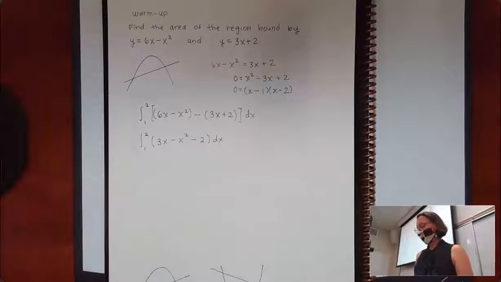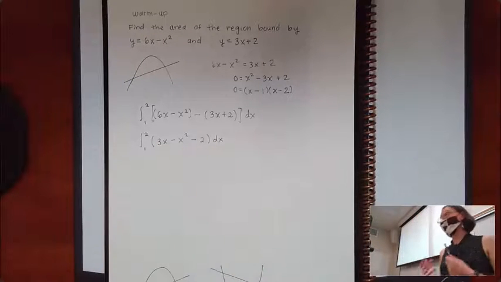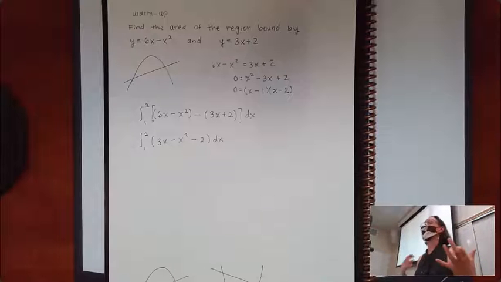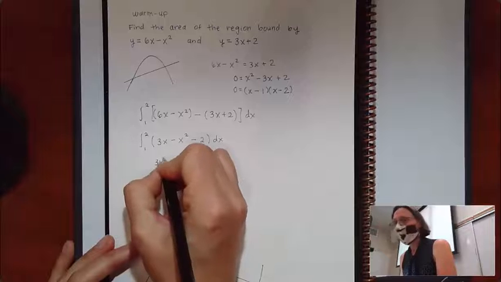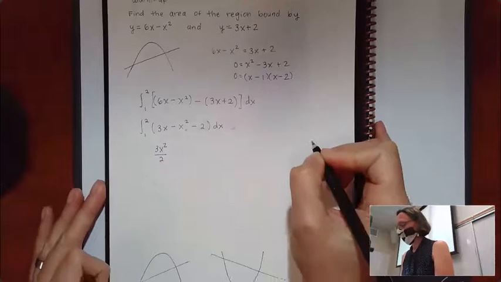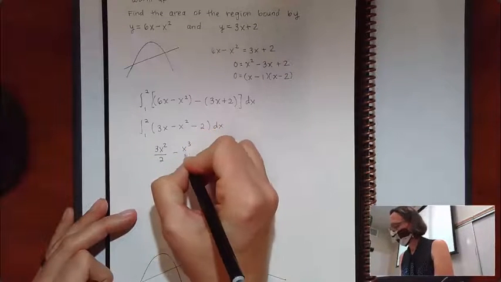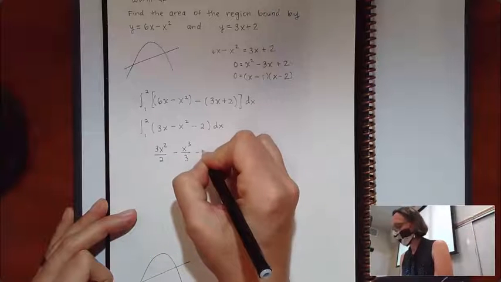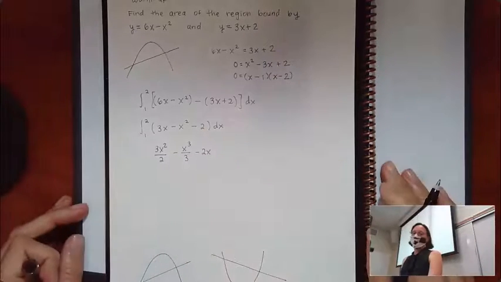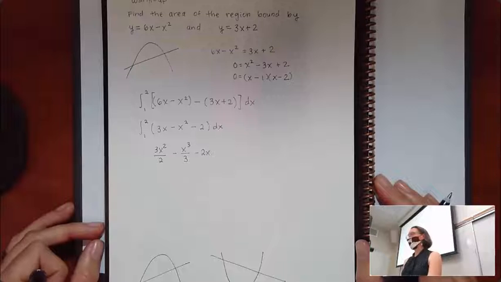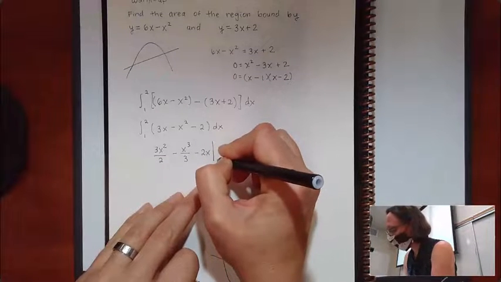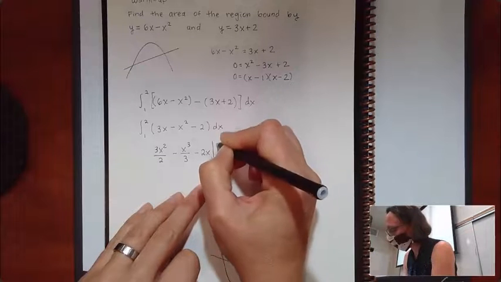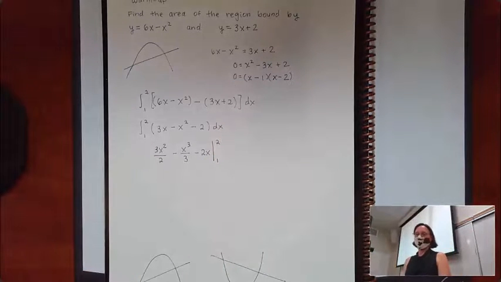Finding that antiderivative, now I'm definitely going to look at this as 3 separate pieces, but all of these are like that general power rule. I'm going to add 1 to the exponent, divide by the new exponent. Add 1 to the exponent, divide by the new exponent. And the antiderivative of -2 is -2x. Notation wise, once I'm done with the antiderivative, we give ourselves a vertical bar, to show that we're going to plug in the 2 and then plug in the 1.